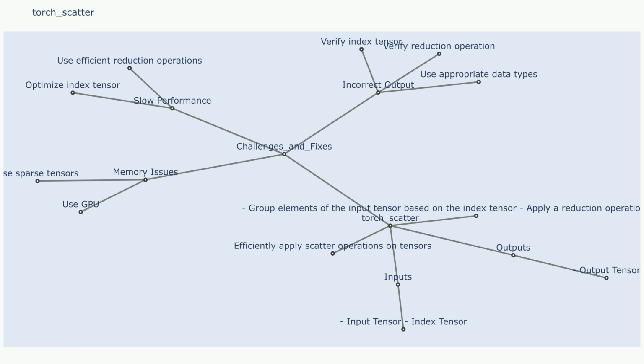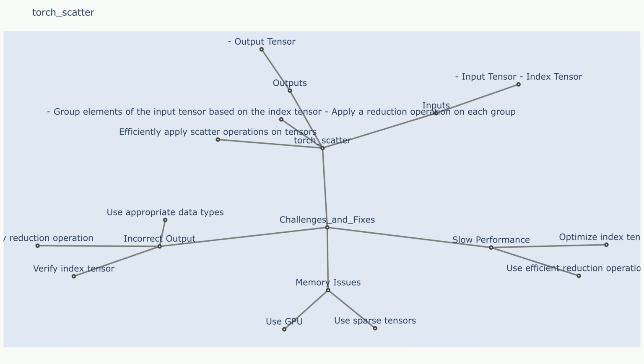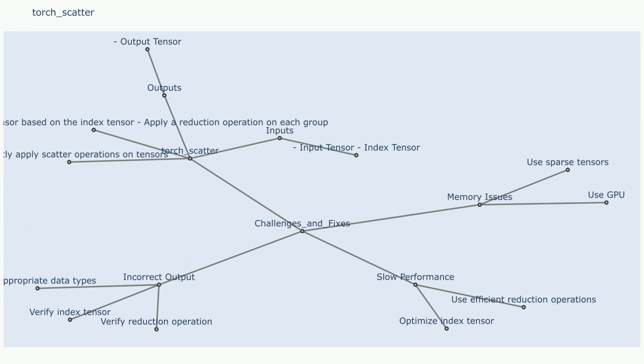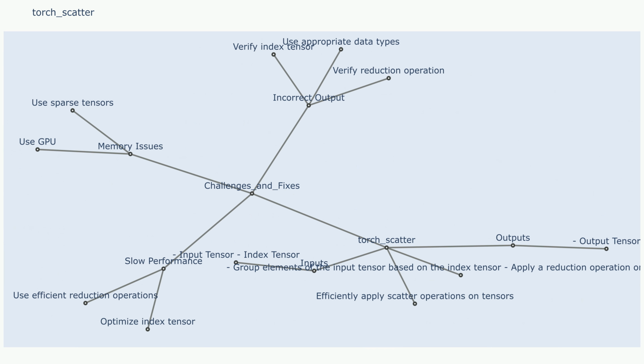Challenges and fixes. Challenge 1: incorrect input shape for the index tensor. Sample use case that resulted in challenge 1: the index tensor has a shape that is incompatible with the shape of the source tensor. For example, the index tensor may have a shape n, while the source tensor has a shape m. Fixes to challenge 1: ensure that the index tensor has a shape that is compatible with the source tensor along the specified dimension.